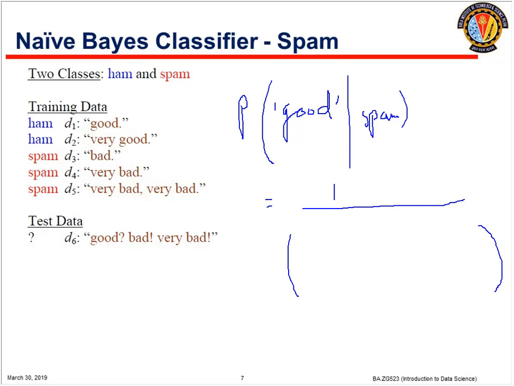vocabulary. So very is present 3 times, so 3 plus 1 is 4. Then good is present 0 times, so 0 plus 1 is 1. And bad is present 4 times, 4 plus 1 is 5. Okay, so 1 is added to each count. So 1 by 10. So it is 0.1. Remember, we are looking at these labeled documents.